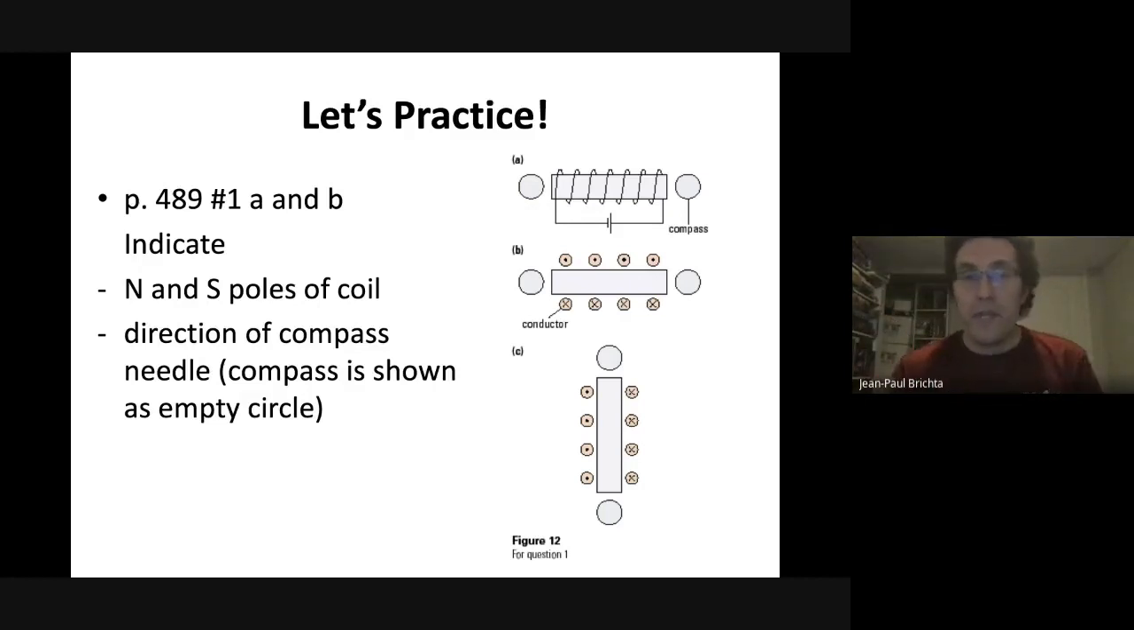Okay, so for C, what's happening here? For C, our current is going in like that and like that. So that means that the north will be the top, and the south pole will be the bottom. So that means that the compass needles will both be deflecting to the top.